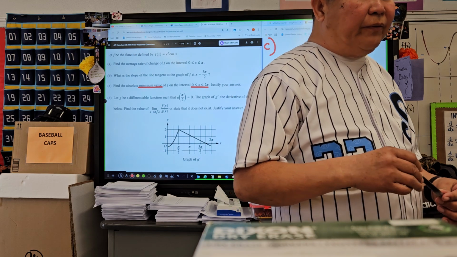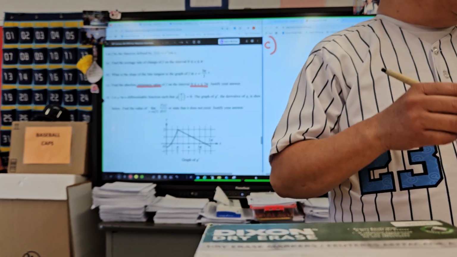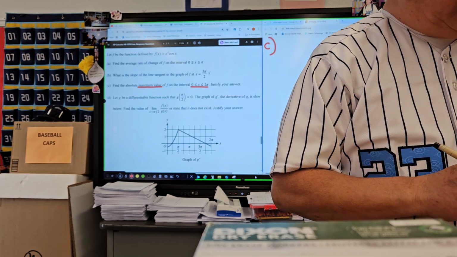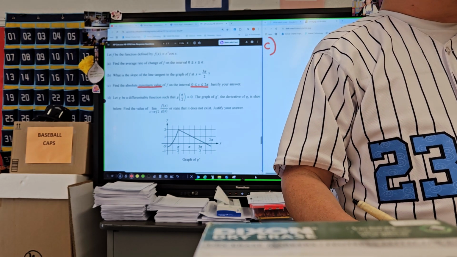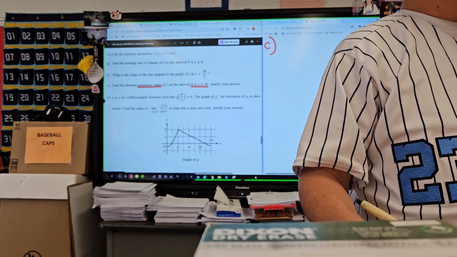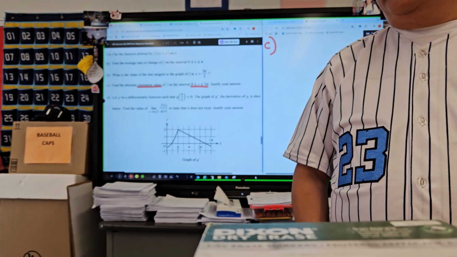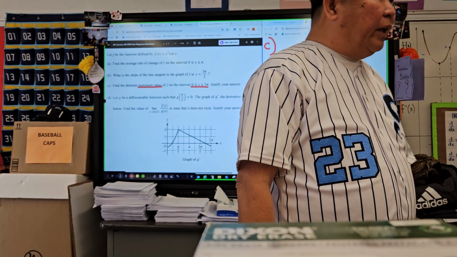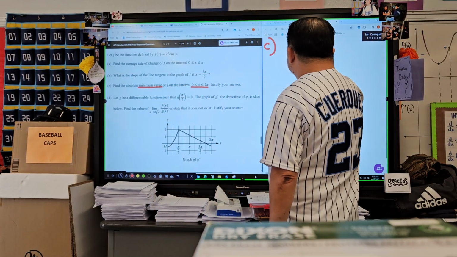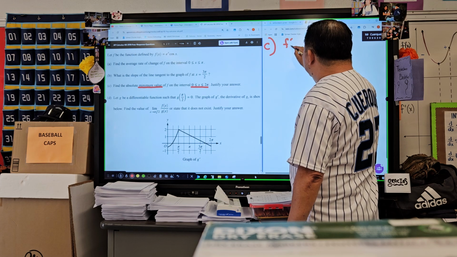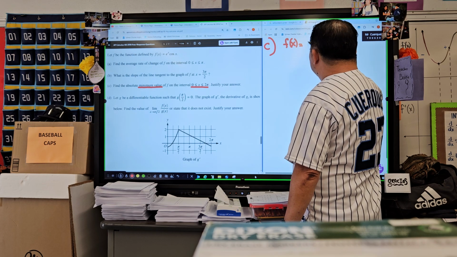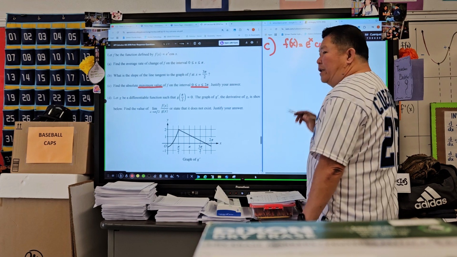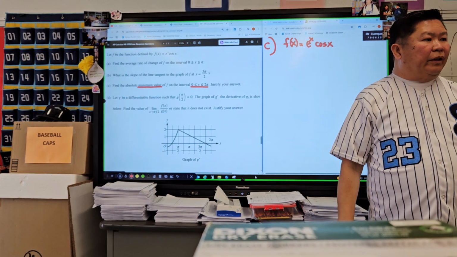So how do we justify this one? As I said, the absolute minimum is the least value. So what we do now is solve for the candidates. What are these candidates? We're going to apply the first derivative of the given function. The given function is f of x equals e to the power of x cosine x, right? So we take the derivative.